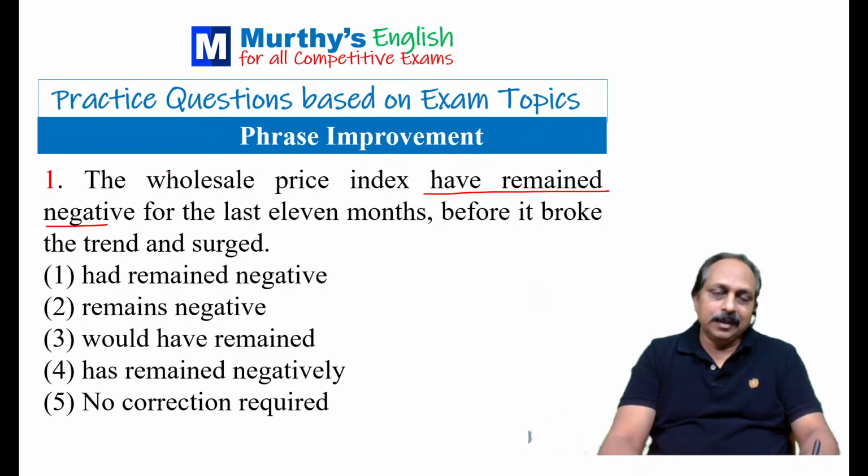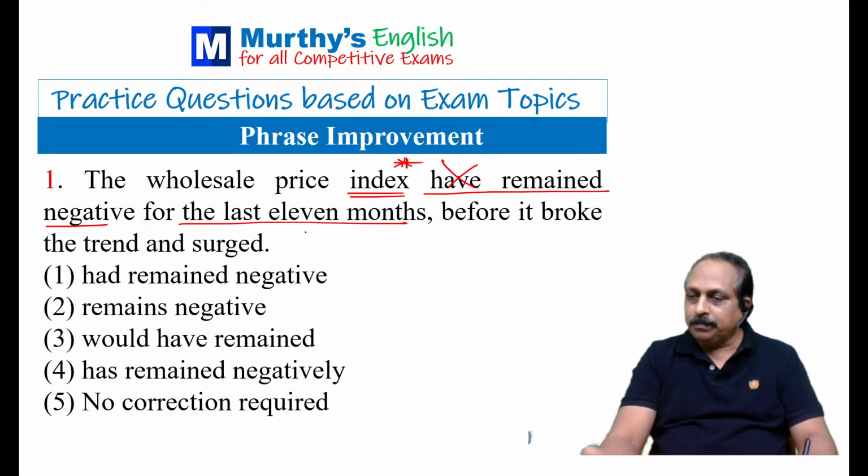Question 1. What is the subject here? The wholesale price index, third person singular. This is an important word. When it comes to the plural, indices or indexes, but generally indices. So index singular, have cannot be used. For the last 11 months, this is a clue for you. Usually this expression goes with present perfect or present perfect continuous. We cannot use past perfect. What is the answer?